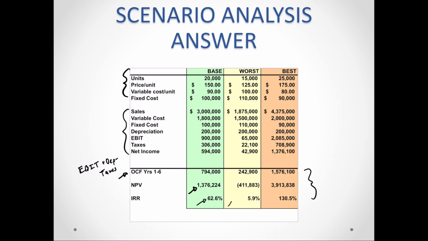However, notice what happens in our worst case scenario here. Worst case scenario, our net present value is negative and your internal rate of return is less than your required rate of return. So in the event that the worst case scenario actually happened, we would end up accepting a project that has a negative net present value, decreasing the value of the company. So what this showcases is, under this scenario, you would really want to look at these inputs for units, price per unit, variable cost per unit, and fixed costs, and really try to identify what is the real possibility of this worst case scenario actually occurring.